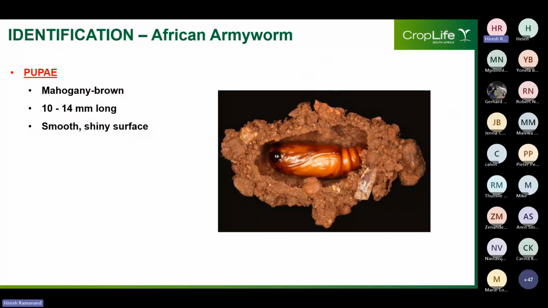Spodoptera exempta pupae are mahogany brown in color, 10 to 14 millimeters long, with a smooth shiny surface. Generally speaking, it is difficult to distinguish pupae of Spodoptera species. I can take it one step further here. In general, for someone without entomological training, it would be extremely difficult to distinguish between the lepidopteran pest species we are discussing today based on the pupae.